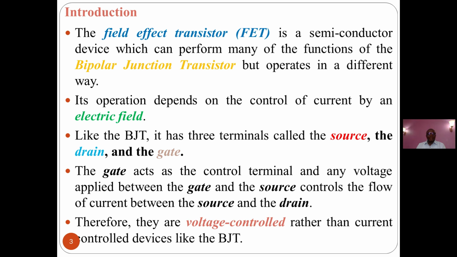This FET operation depends on the control of current by an electric field. Like the bipolar junction transistors, the FET has three terminals called the source, the drain, and the gate. The gate acts as the control terminal, and any voltage applied between the gate and the source controls the flow of current between the source and the drain.